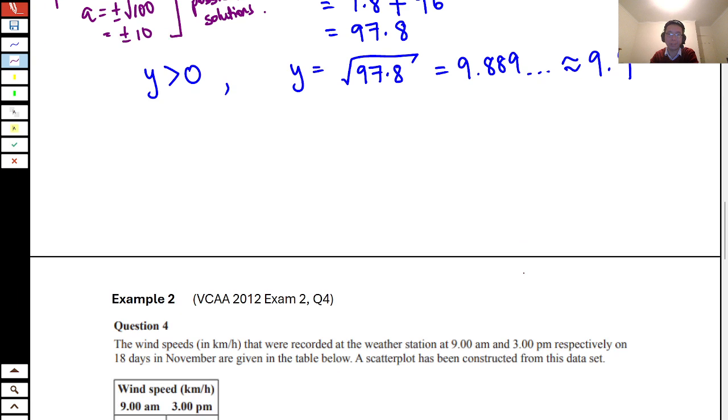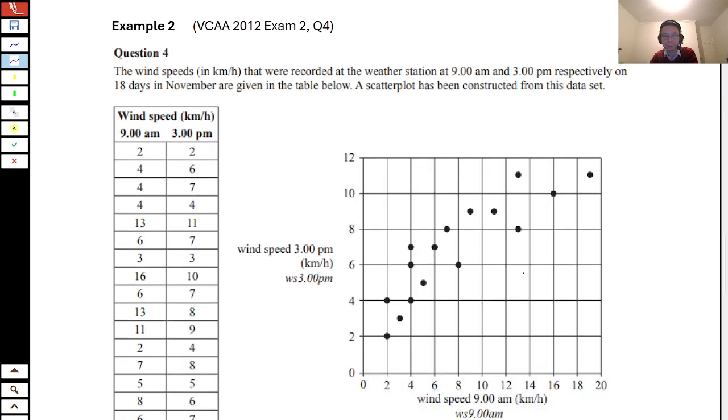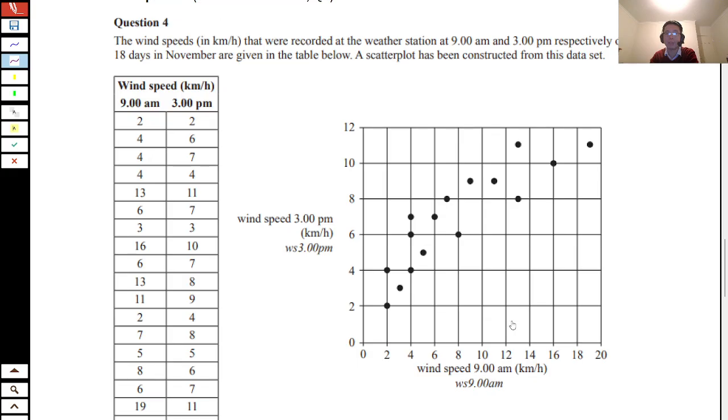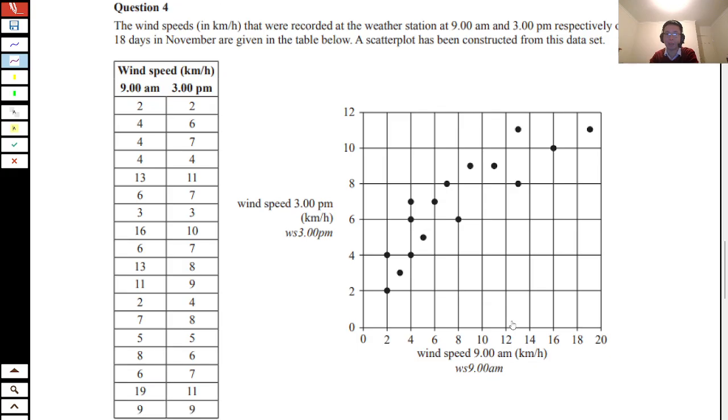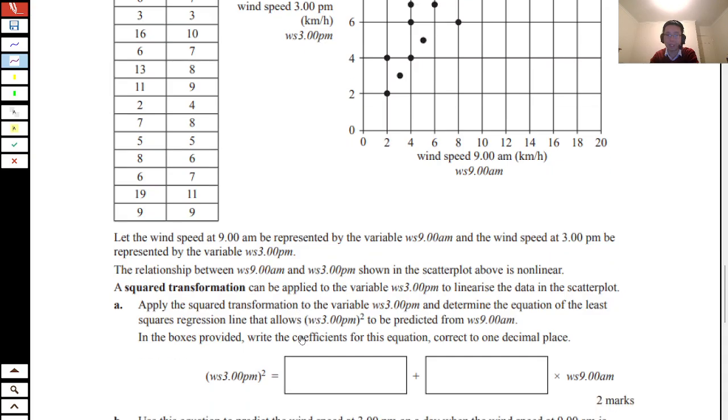So if you turn to the next page in your handout, you'll see this is a question from 2012. And they're very nice. They've given us a scatter plot. They've given us the original data. And let's see what we're being asked to do. There's a lot to read in this question.